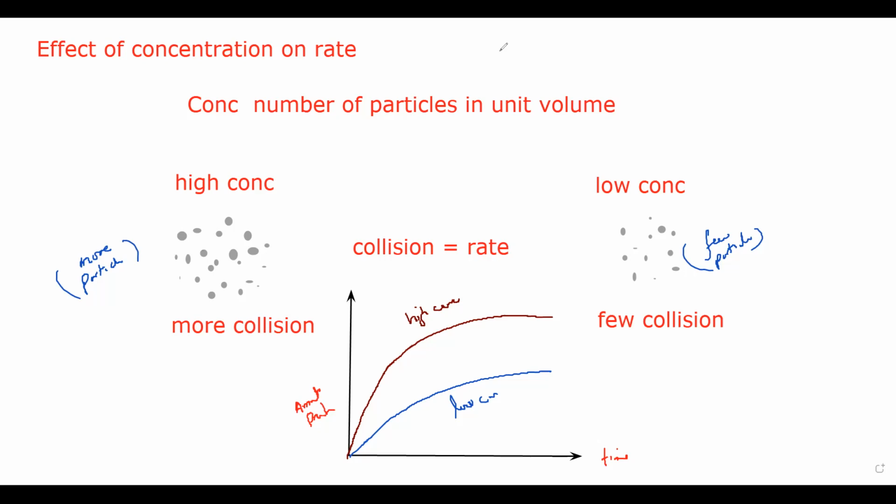Is the concept clear, the effect of concentration on the rate of the reaction, and how it affects the amount of the product as well as the rate of the reaction? The second factor which affects the rate is the temperature.